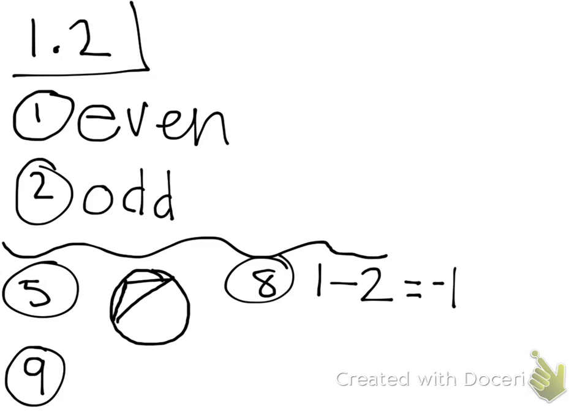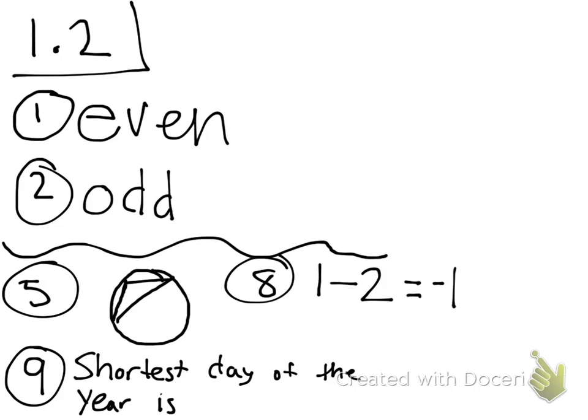So my counterexample is that the shortest day of the year is in December. That wasn't even really a math problem. That was more of like a geography, social studies type problem. So that's why I want to do that one together.